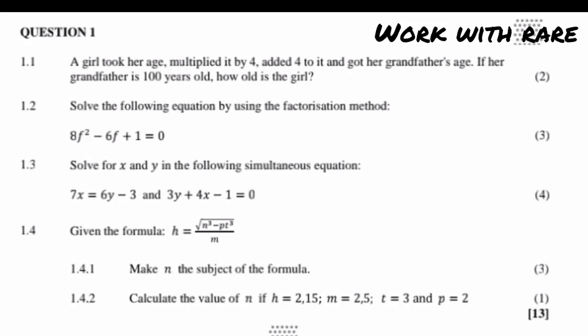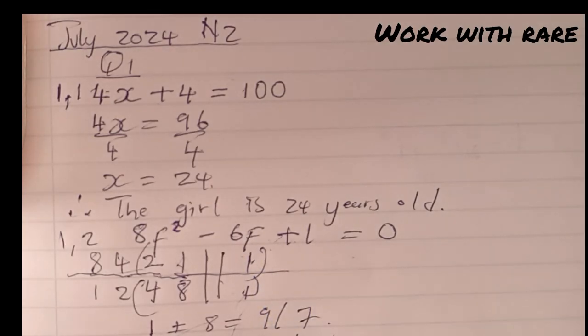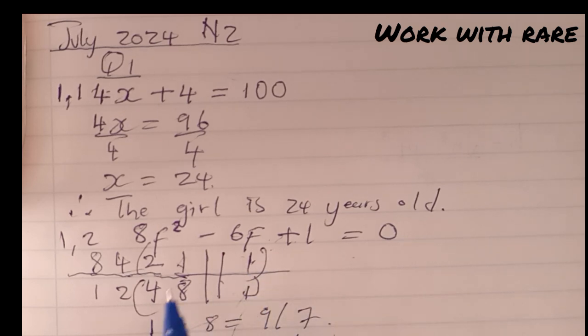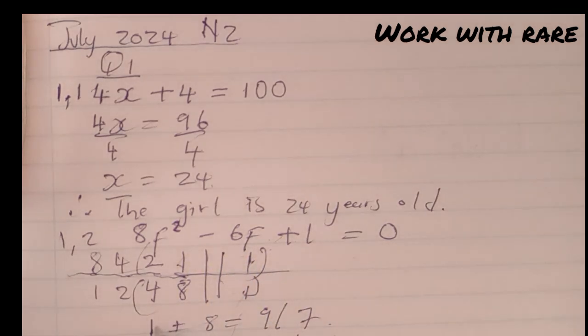Number 2 says solve the following equation using the factorization method. We are given a trinomial, which is 8f squared minus 6f plus 1 equals 0. To factorize, remember, firstly you have to find the values. Here are the factors of 8 and here are the factors of 1. Now we'll focus on the middle term. If I add these two, I'll get 9. If I subtract, I'll get 7, but I'm looking for 6.